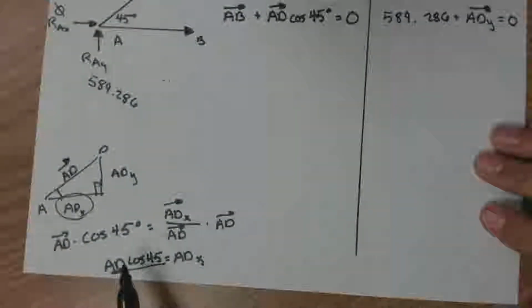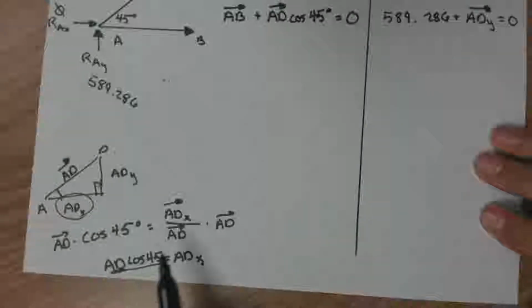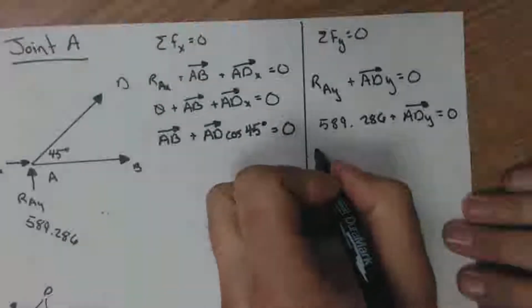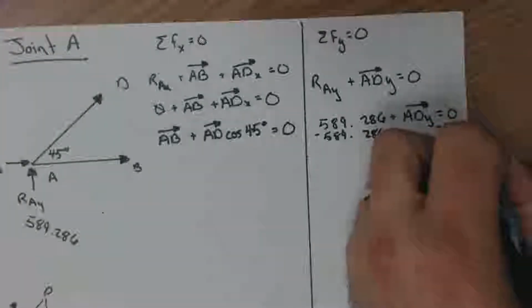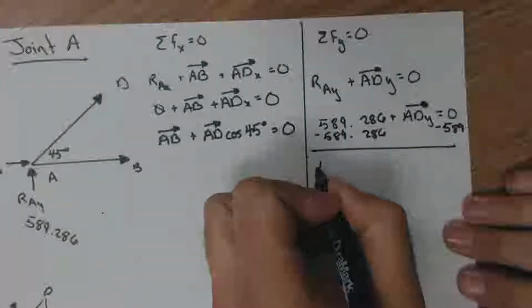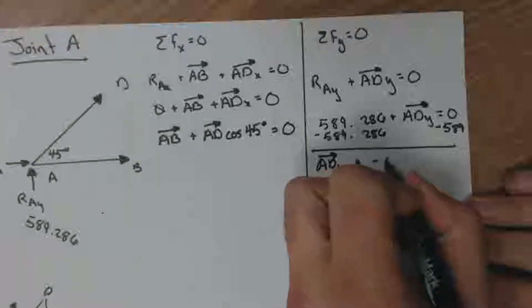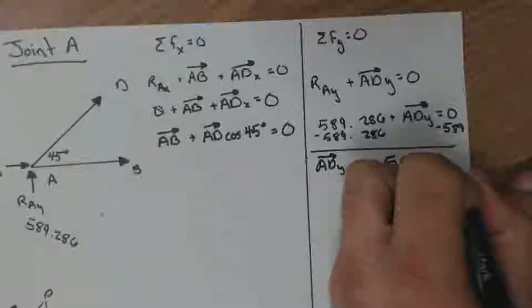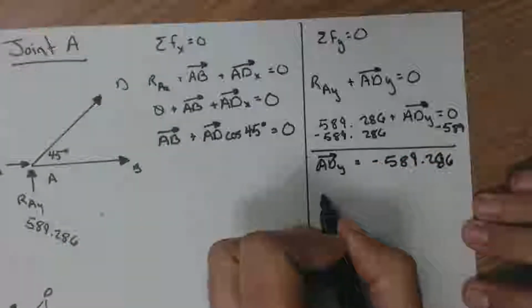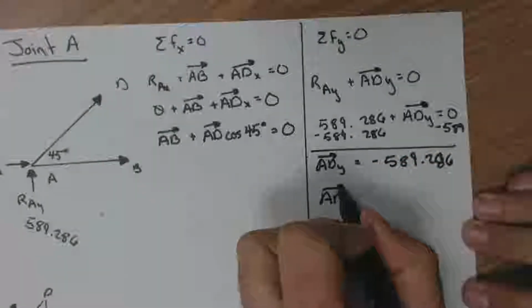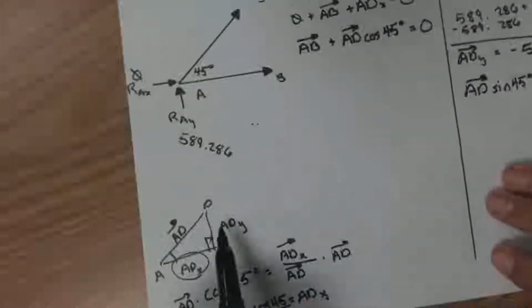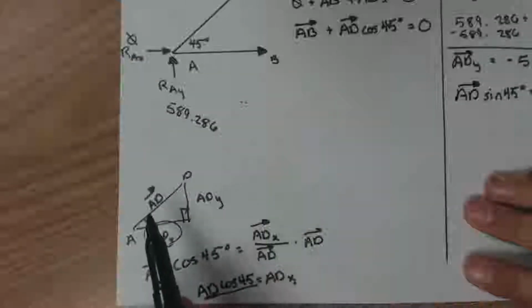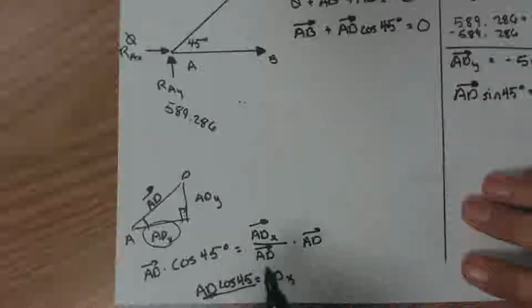Similarly to how we found our x component was related to our overall vector times cosine, I'm now going to use sine. So I'm going to also subtract my 589 over. And AD, my y-axis, is going to be my overall AD vector times sine of 45 degrees. That's because I'm looking at the opposite leg over the hypotenuse. So I have to use the SO part of SOHCAHTOA.